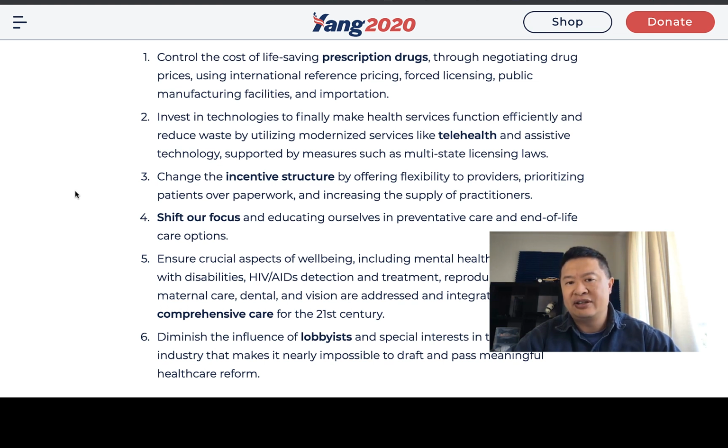The third was really looking at the incentive structure, how we are paying providers, how the system works in terms of the paperwork that healthcare providers have to fill out in order just to take care of a patient, as well as increasing the supply of practitioners. Next, Andrew also talked about the need to focus on preventative care as well as end-of-life care options.